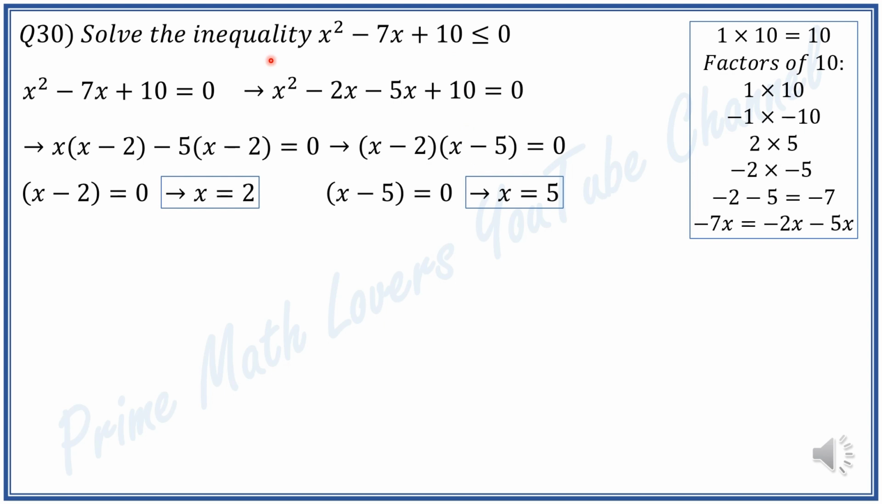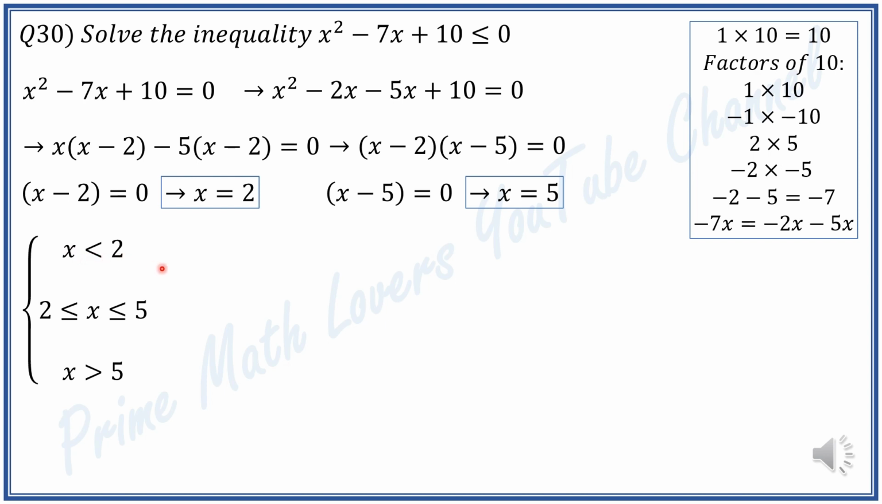We test the intervals created by the roots. Roots are 2 and 5. We'll choose test points within each interval to determine the sign of the quadratic expression. So we have three intervals: x less than 2, x greater than or equal to 2 and less than or equal to 5, and x is greater than 5.